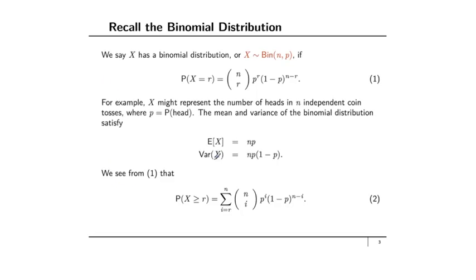If you recall, we say that x has a binomial distribution, or we write x tilde Bin(n,p), if the probability that x equals r equals n choose r times p to the r times (1 minus p) to the n minus r. And so x might represent, for example, the number of heads in n independent coin tosses, where p is equal to the probability of a head. The mean and the variance of the binomial distribution are given by these quantities here. The expected value of x is n times p, and the variance of x is np times (1 minus p). We can also see from 1 that the probability that x is greater than or equal to r is equal to the sum of the probabilities that x equals r plus 1, up to x equals n. And that's given to us by this summation here on the right-hand side.